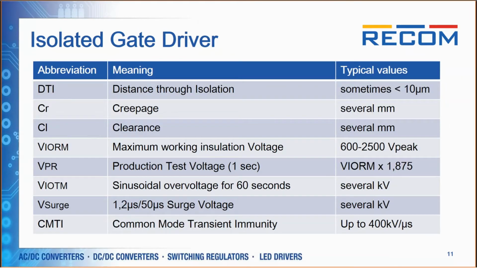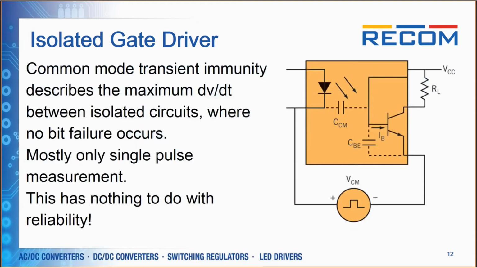Today we are talking about isolated gate drivers, or better, the power supplies. If you are looking into isolated gate drivers, you find a lot of information there. For example, distance through isolation, which is only several micrometers, creepage and clearances, lots of test voltages, and the common mode transient immunity. But what do all these numbers tell us? Let's talk about common mode transient immunity.